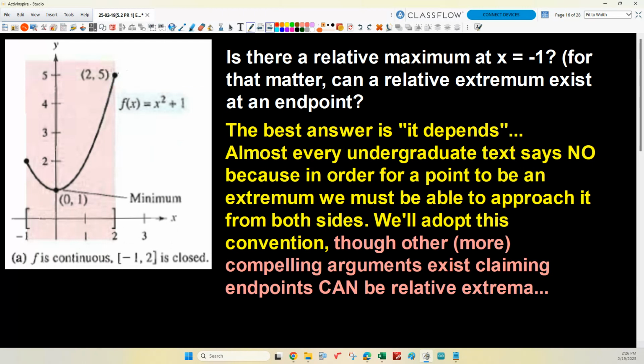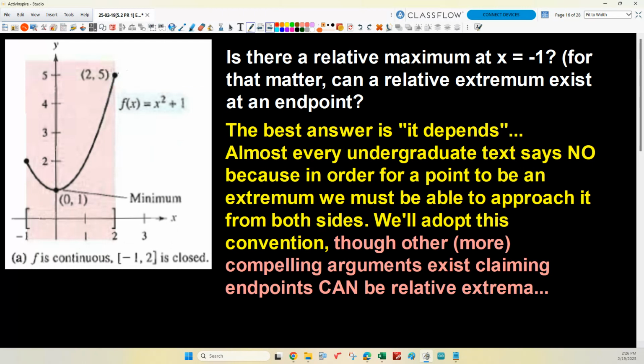I can't believe there are still things like this where people feel differently about it, and different textbooks will literally say different things. It's one of those things where you have to just establish a convention and stick with it. Almost every undergraduate text is going to say no, because in order for a point to be an extremum, we must be able to approach it from both sides. So that would mean it wouldn't be a relative extremum.